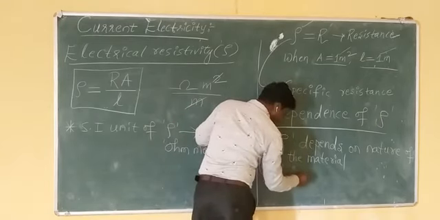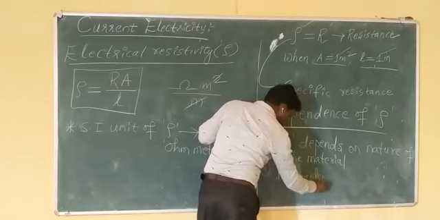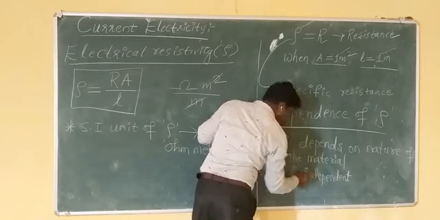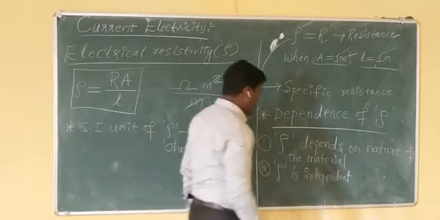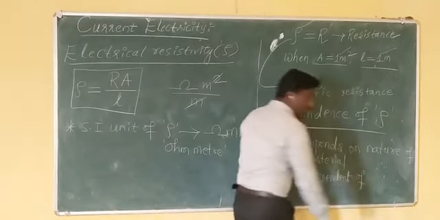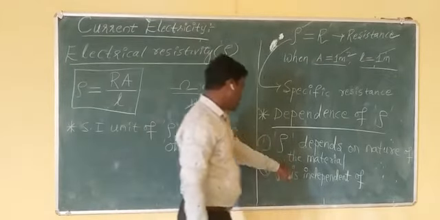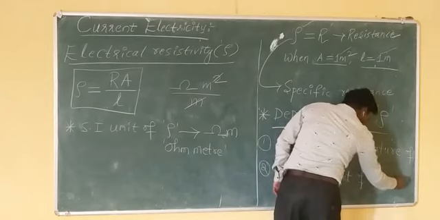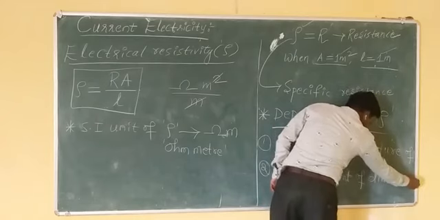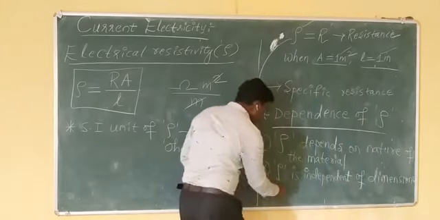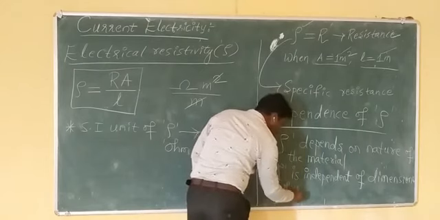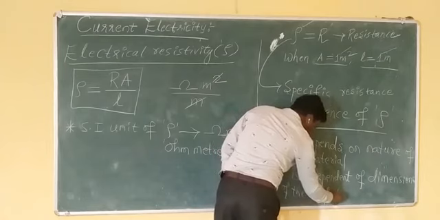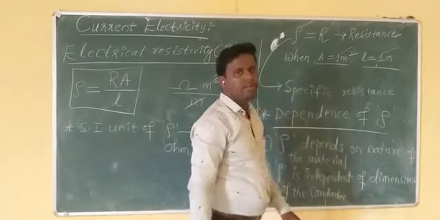Second, rho is independent, meaning not dependent, of the dimensions of the body. Rho is independent of the dimensions of the conductor. It does not depend on length or on area.